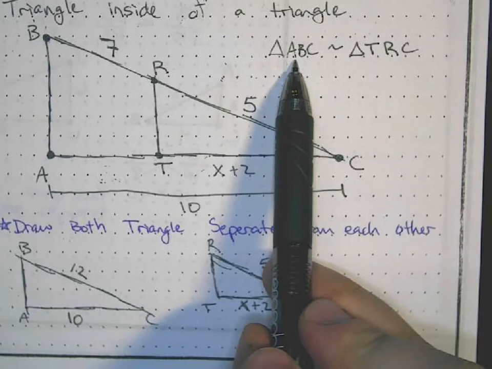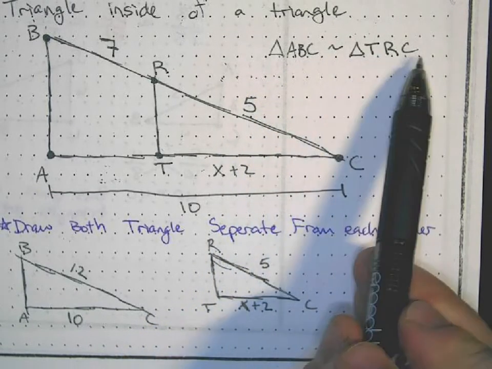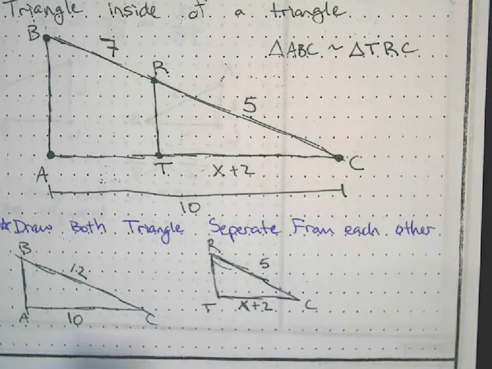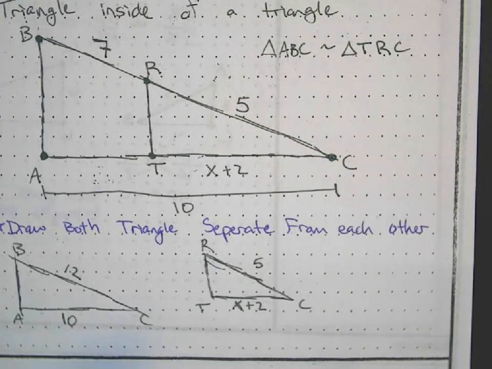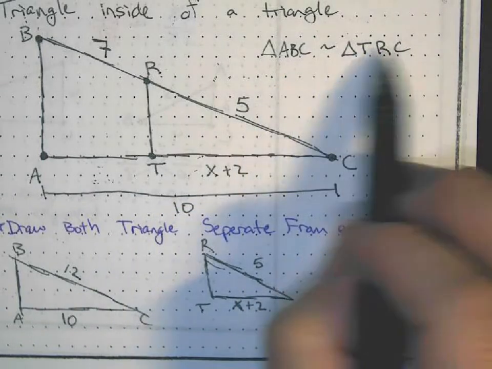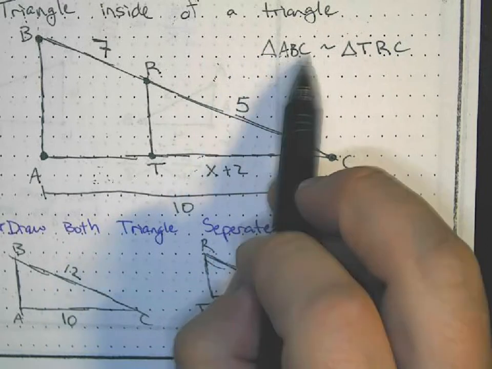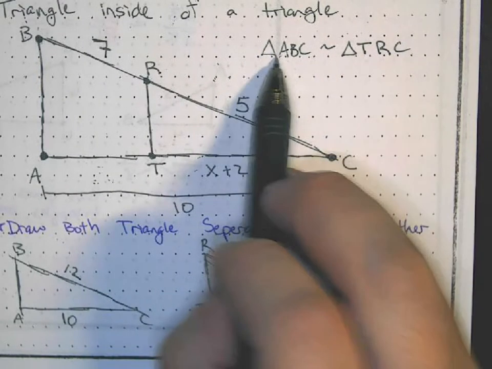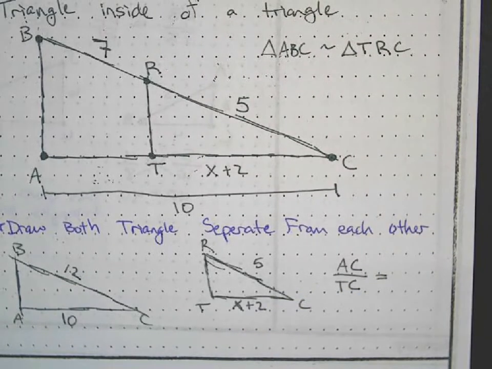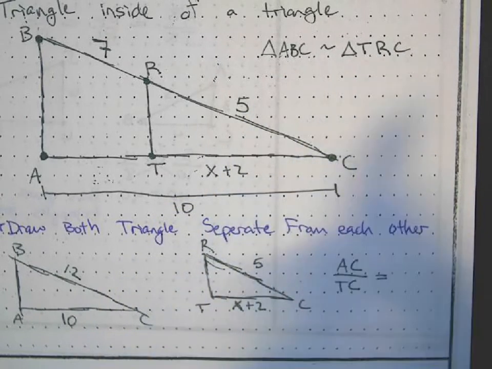So now we'll use our given statement from above: triangle ABC is similar to triangle TRC. We're going to use this statement to help us build our proportion. So I'm going to go AC is to TC. First letter, last letter is to first letter, last letter. And my next ratio, so equals, and we'll use BC is to RC.